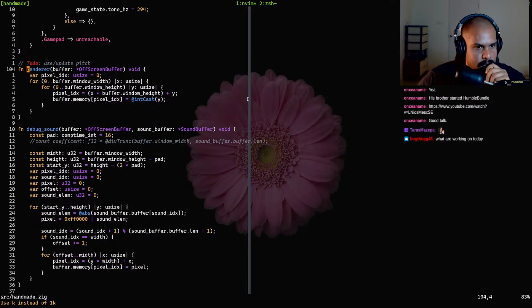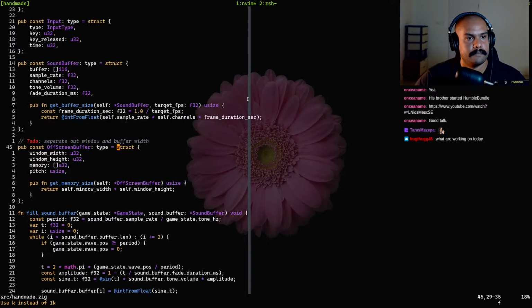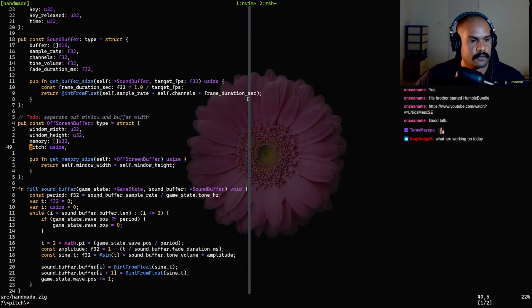How can I make it move or appear like it's moving? Let's say I want to move it to the right. Let's see if I have an offset. Okay, I have a pitch. Do I use it? No, I don't. Okay, let's do that.